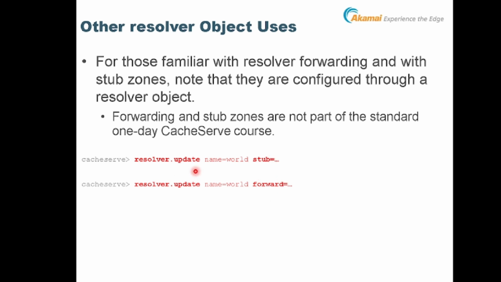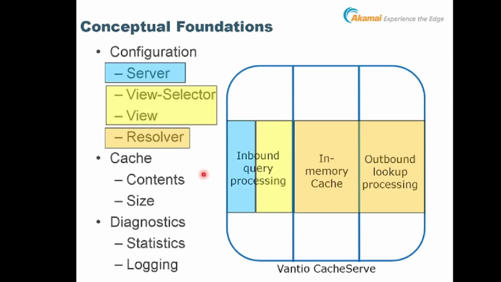So those are some things that you can do with resolvers. We'll come back to that. So now we've introduced these objects. You saw the server object in Lab 1. I've talked about views and view selectors and resolvers now in preparation for Lab 2. So I want you to remember the picture that we had before, and then I've tried to color code where these things sort of live.